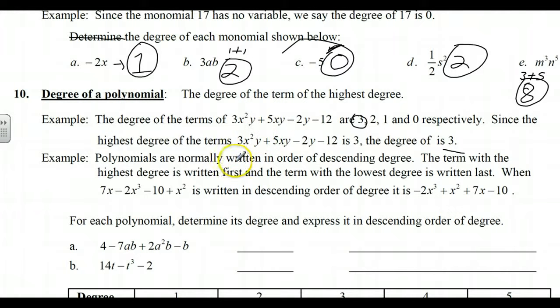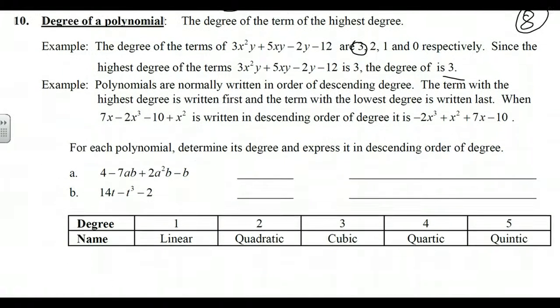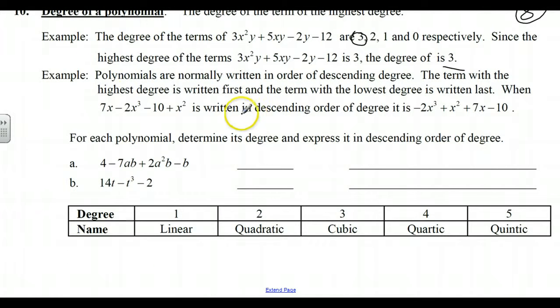Polynomials are normally written in order of descending degree. The term with the highest degree is written first, and the term with the lowest degree is written last. When 7x minus 2x cubed minus 10 plus x squared is written in descending order, you start with the negative 2x cubed plus x squared plus 7x. Notice no leading negative, so it's plus 7x minus 10.